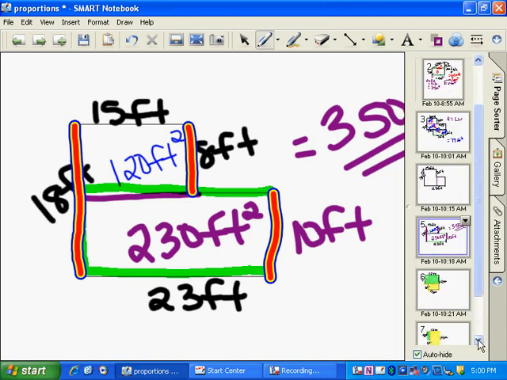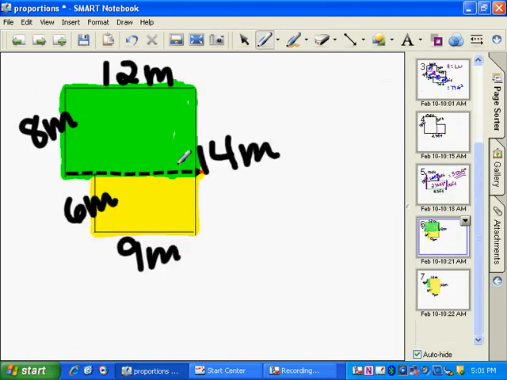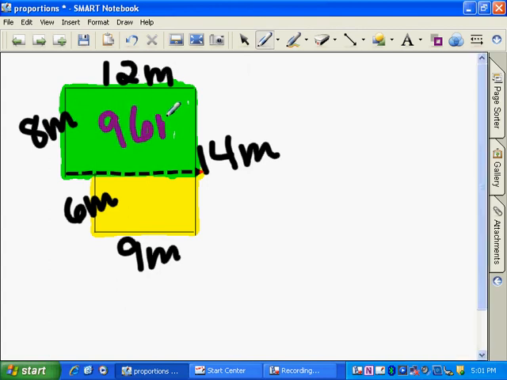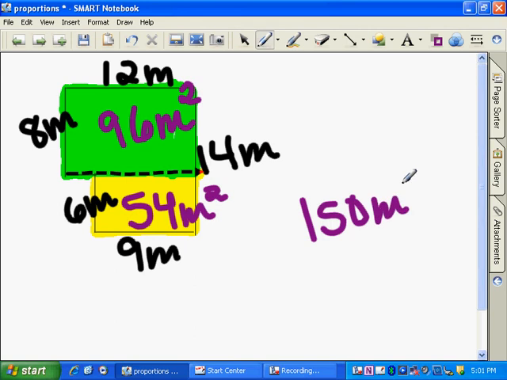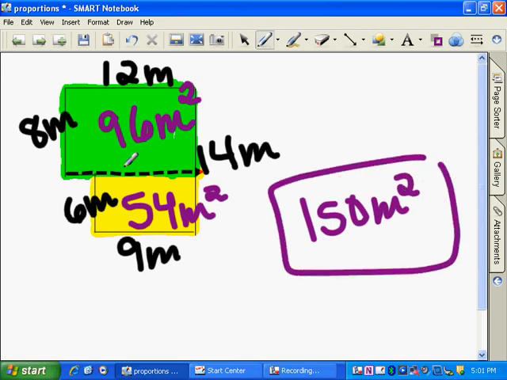All right, and I'm going to do one more. This particular object here, I went ahead and I already kind of color coded it for you. So you've got this rectangle here, which is 8 meters by 12 meters. 8 times 12 is 96. So we've got 96 square meters here. And then we have this rectangle here, which is 6 meters by 9 meters. So 6 times 9 is 54. So it's 54 square meters. I add them up, and that's a total of 150 square meters for the area of this irregular shape here.